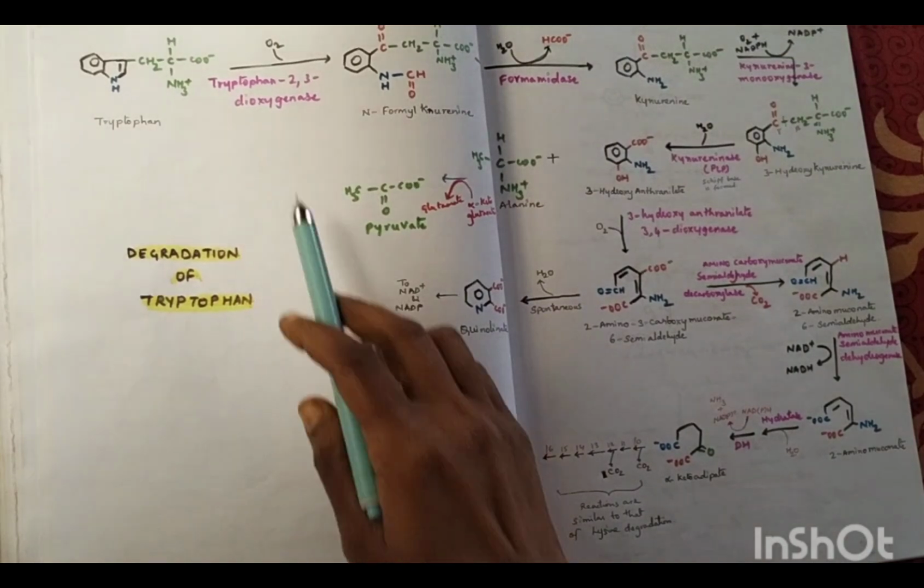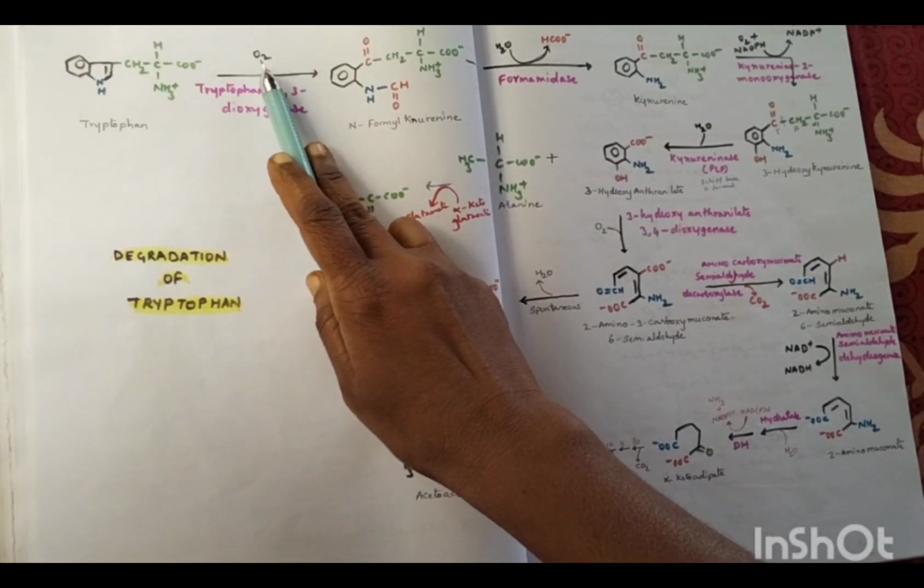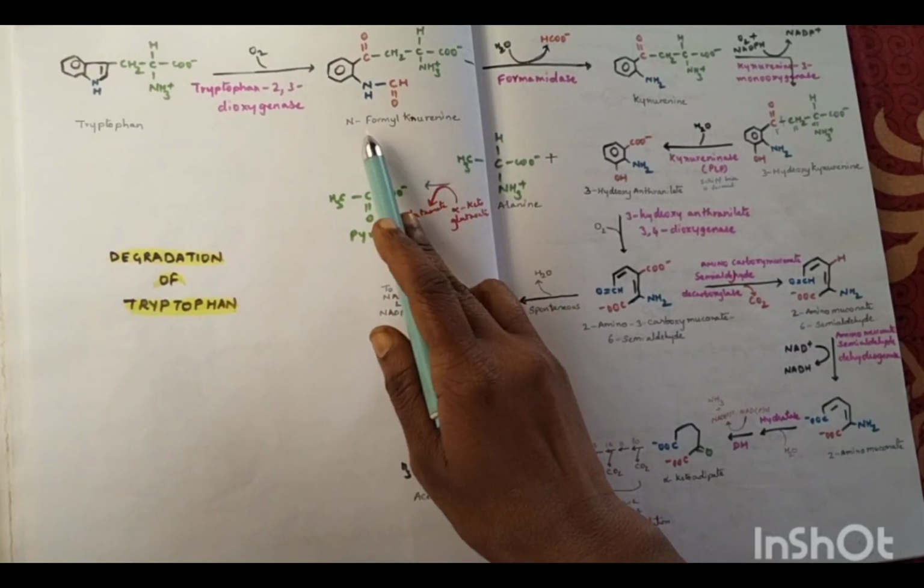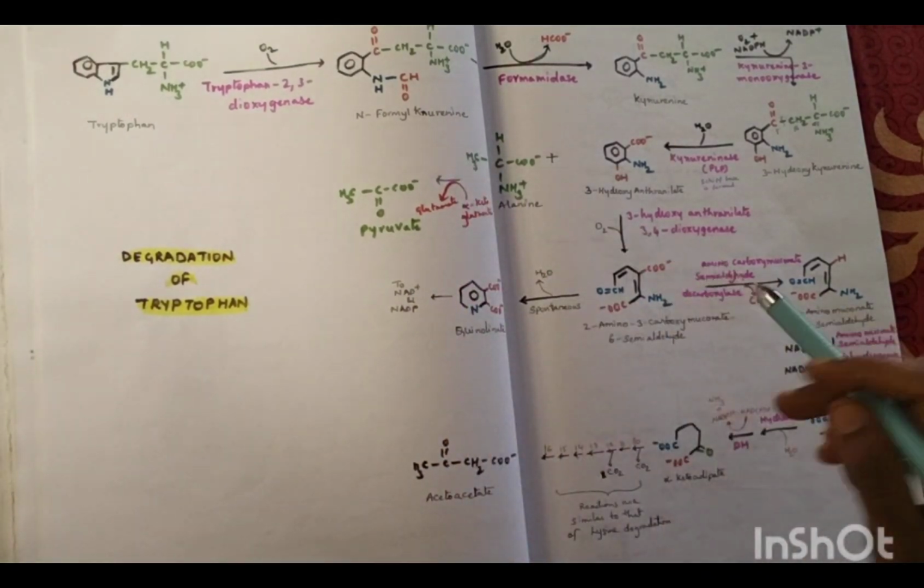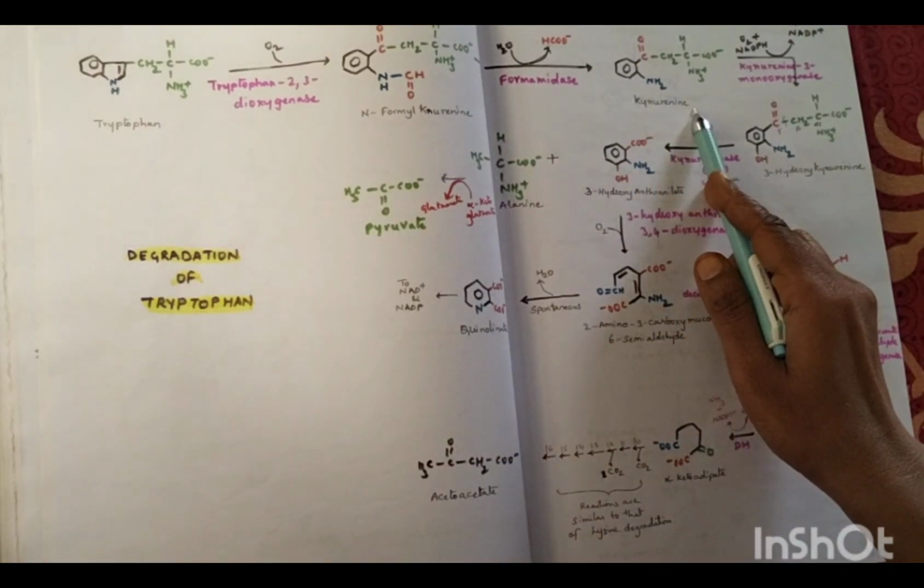Tryptophan, in the presence of tryptophan 2,3-dioxygenase, takes in oxygen and forms N-formylkynurenine. N-formylkynurenine, in the presence of formamidase, takes in a water molecule and a formate ion is released out, thereby forming kynurenine.